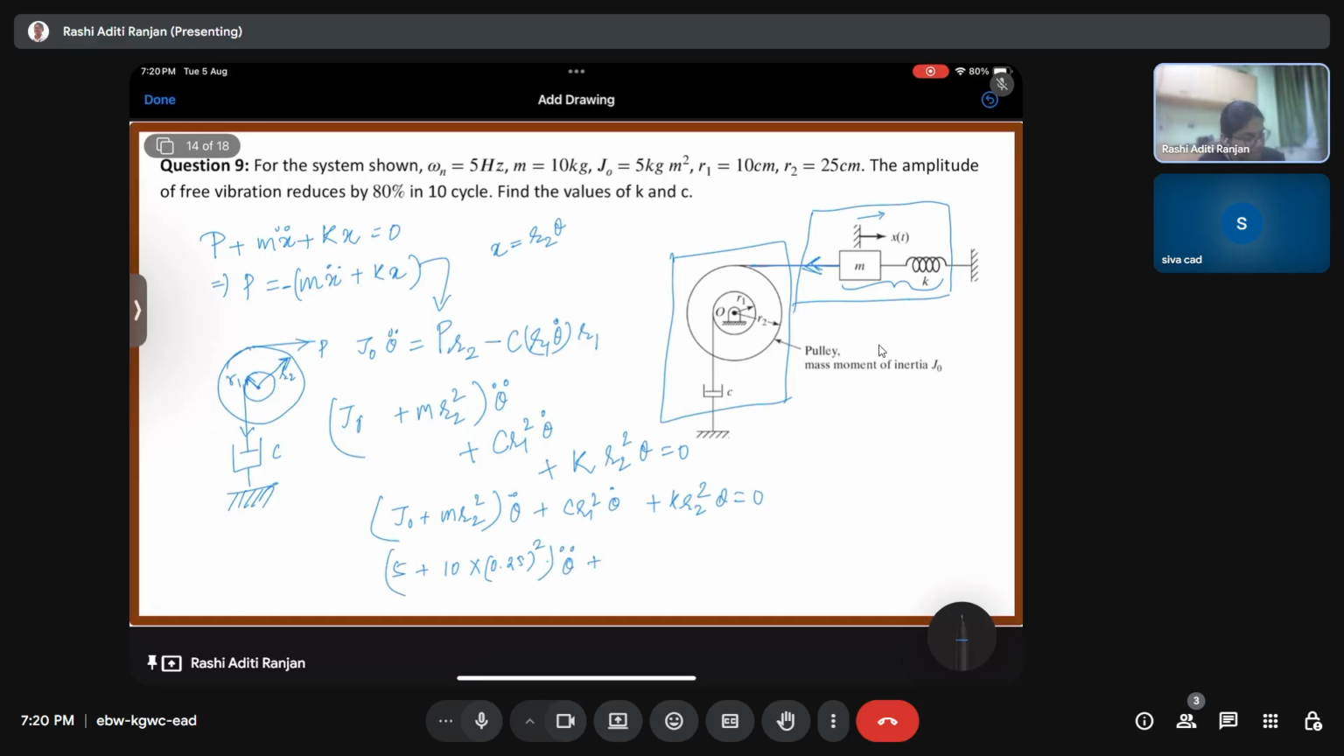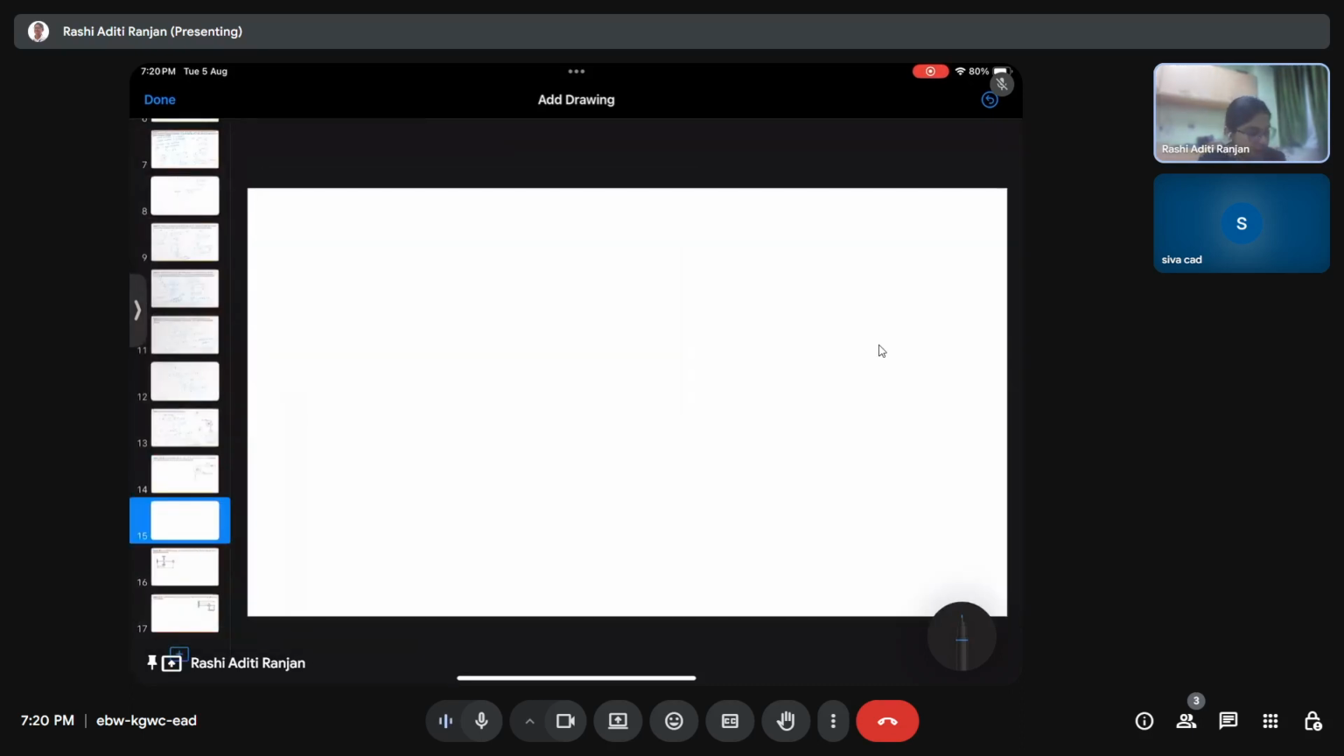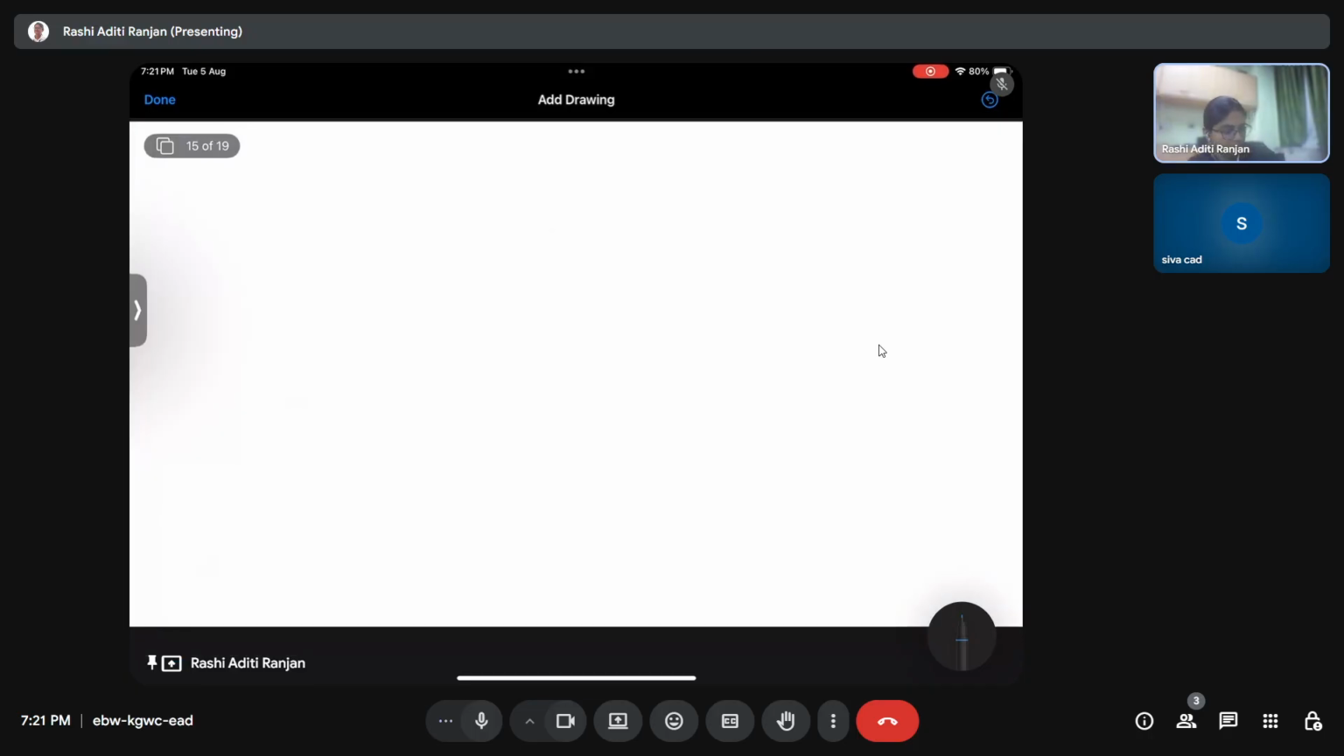C, they don't have the value. We have R1 as 0.1 square theta dot plus K 0.25 square theta is equal to 0. So now if I take up all the values, I get the final equation of the form 5.625 theta double dot plus 0.01 C theta dot plus 0.0625 K theta is equal to 0. This is the final equation.